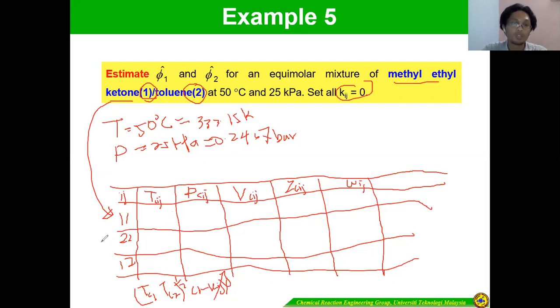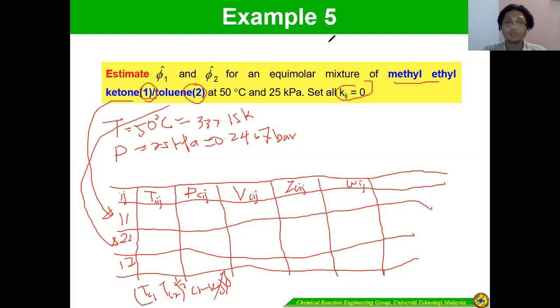Okay, so that means this one is T2. T2 is equal to toluene. Please determine this from the appendix. Once you determine TC1 and TC2, just substitute into the equation for TCij. So please calculate. Then you have to calculate VCij first, because for PCij you need that information.